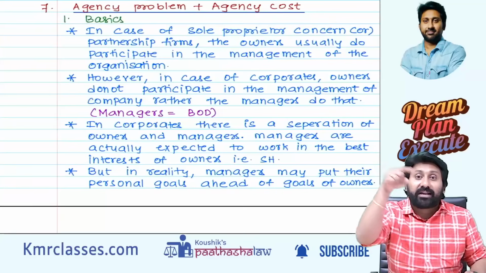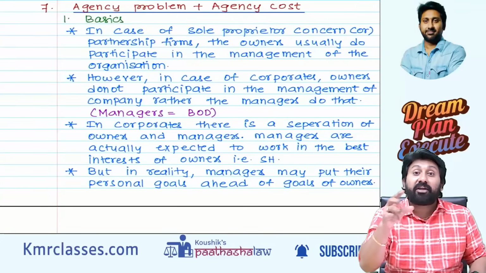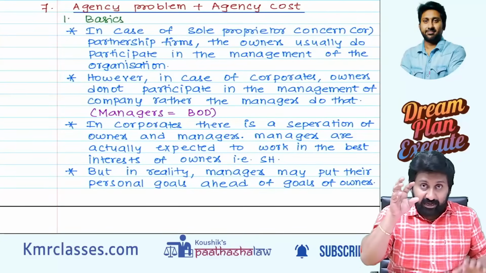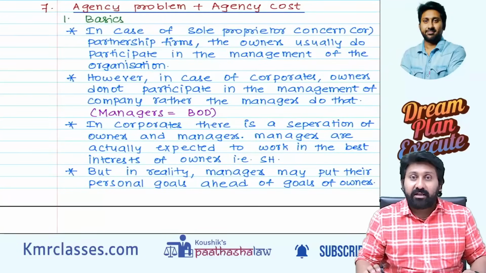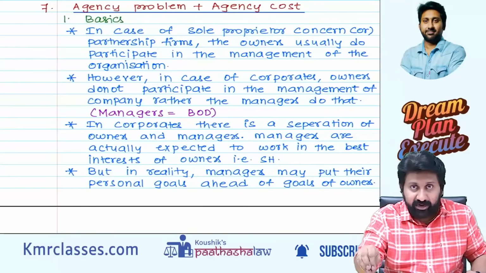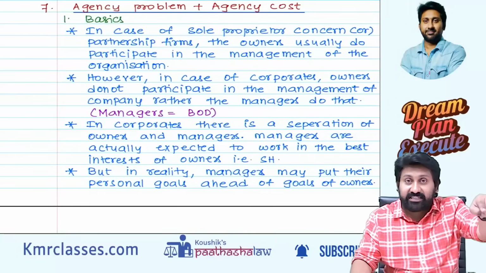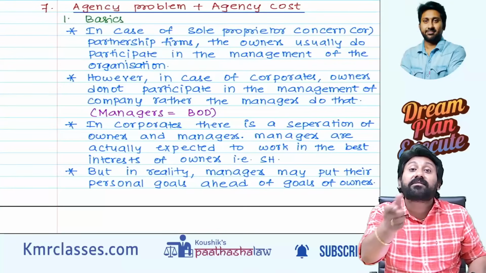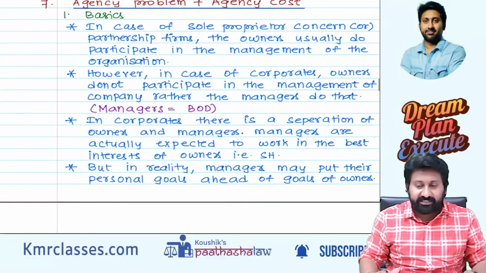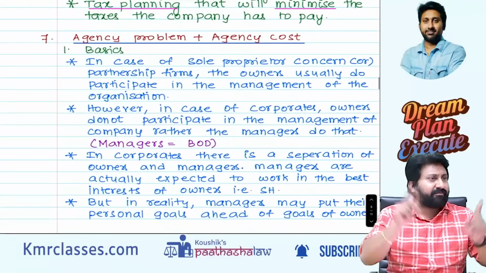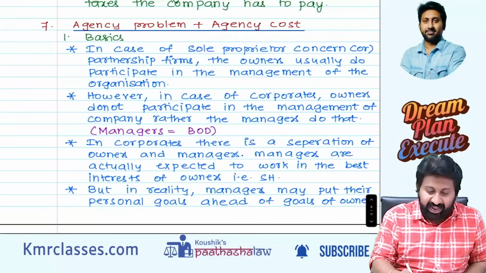To counter that agency problem, shareholders have to take some countermeasures. For that they need to spend some money. So the cost you are spending to tackle the agency problem is called agency cost. Let us understand what this agency cost is. Before that, quickly, let us read the basics. You have to write as it is in the exam.